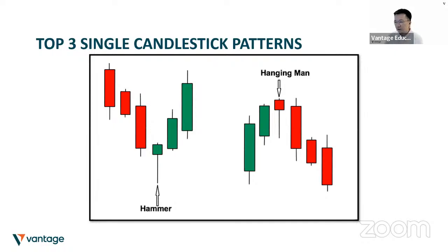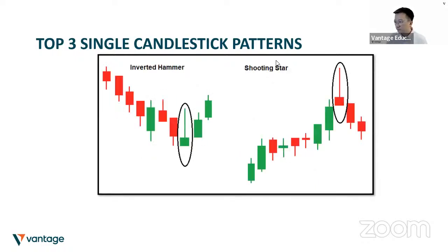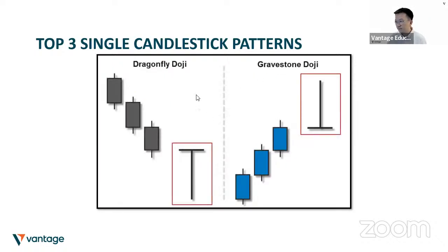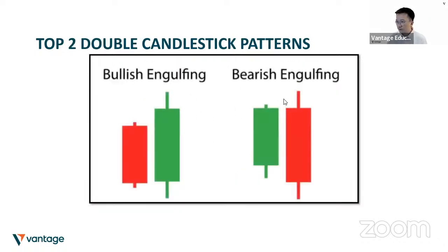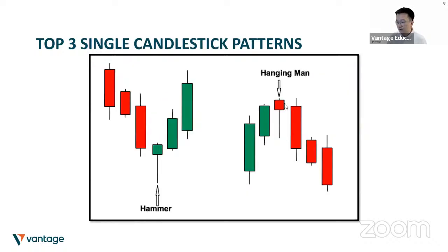So looking at the top three, there are a whole variety of different single candlestick patterns, double candlestick patterns, or triple candlestick patterns. But the top three that we look at here, and even for myself, I use this on multiple occasions, is the first one, the hammer. All right. I'll show you quickly first the hammer, the inverted hammer, the shooting star, the doji. Right? So those are the three that we look at.